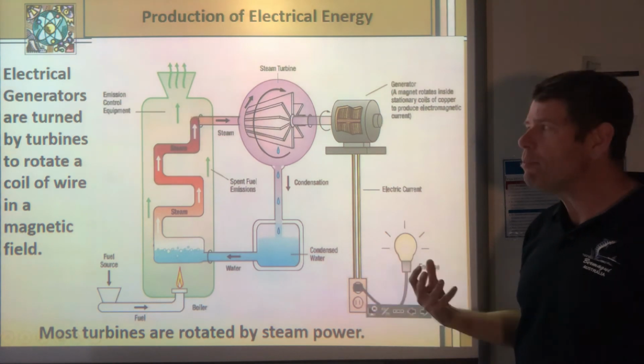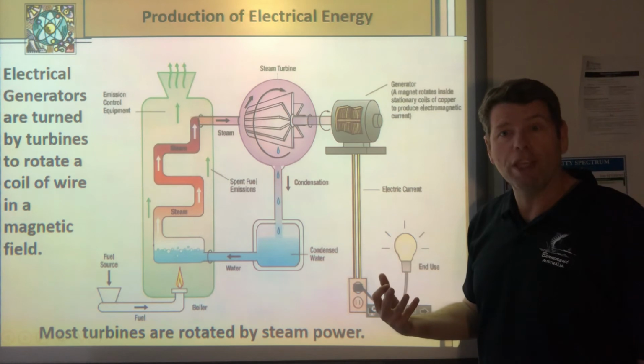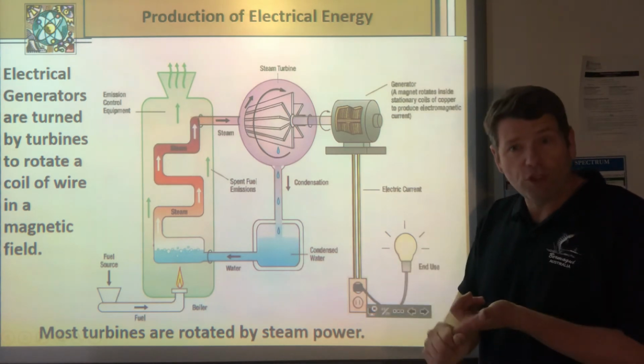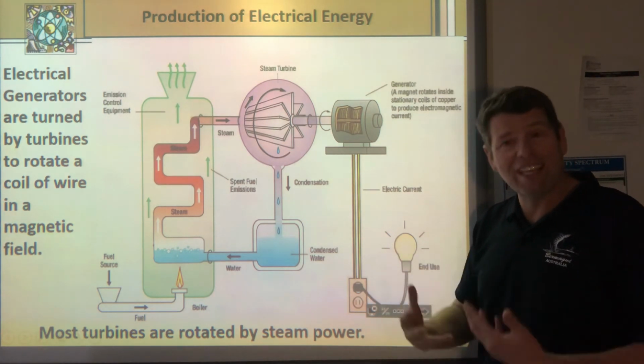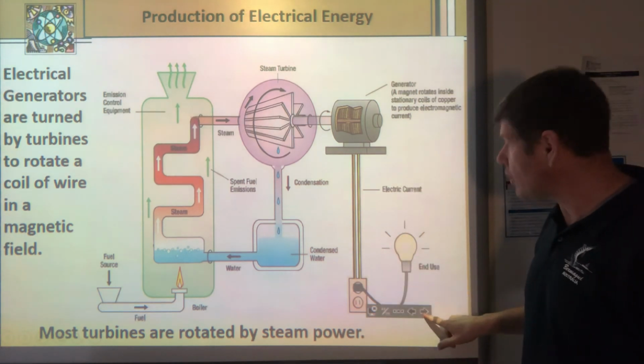And this is the primary way that we here in Alberta generate our electricity. We use some kind of fossil fuel that we burn to create steam, and then that steam is used in a generator to make electricity for us.